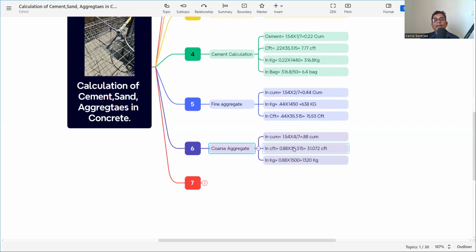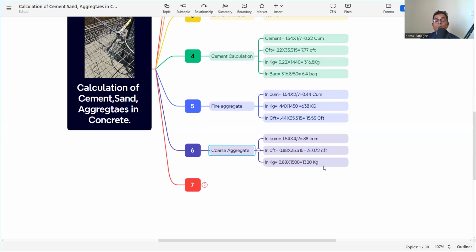In CFT, again, what is the conversion factor? That is 35.315. It is coming 31.072 CFT. And in kg, again, it is 1500 kg per cubic meter as the bulk density. So we need to calculate the kg itself. So 0.88 into 1500 is 1320 kg.